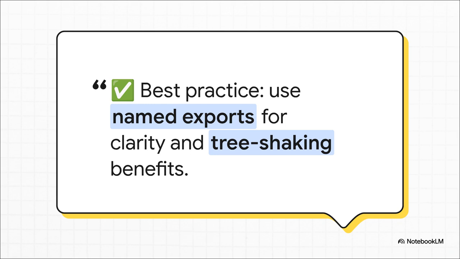And second, performance. This is a big one. Modern tools can do something called tree shaking with named exports. It's like they look at your code, see which exports you never actually used, and just shake them off the tree. They get removed, which makes your final app smaller and way faster.